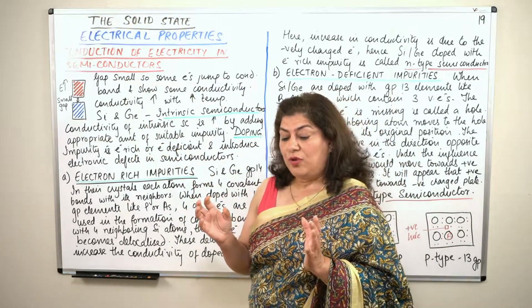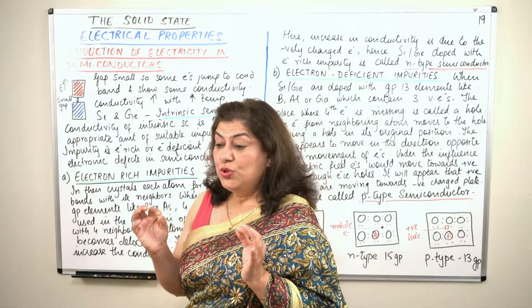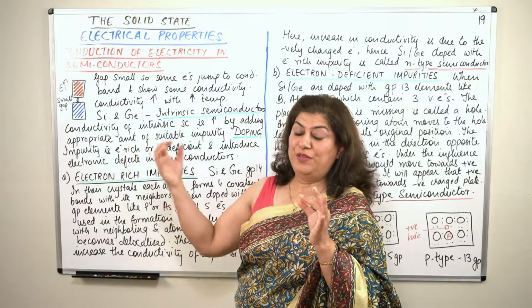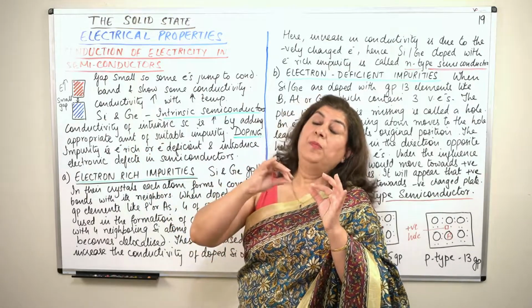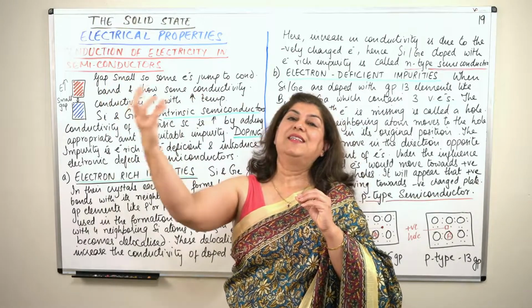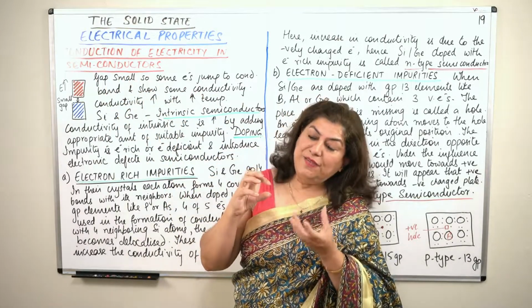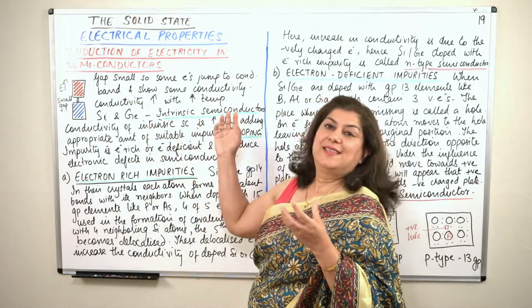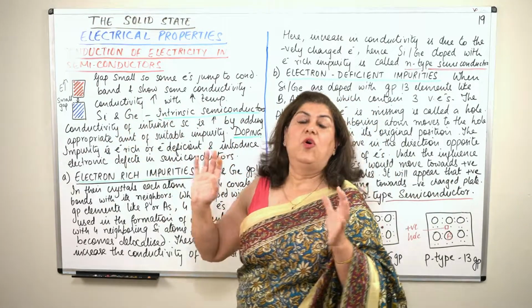You remember the word intrinsic, when we were talking of defects, line defects and crystal defects, I told you that an intrinsic defect is when nothing external is the cause of the defect. The defect is due to the substance itself. So an intrinsic semiconductor would be pure silicon or germanium.